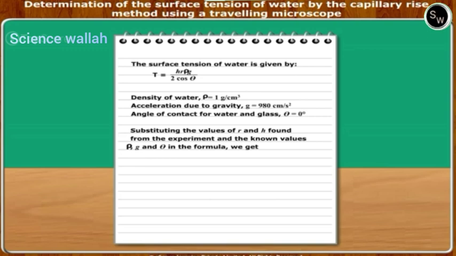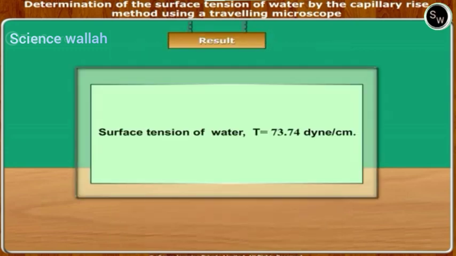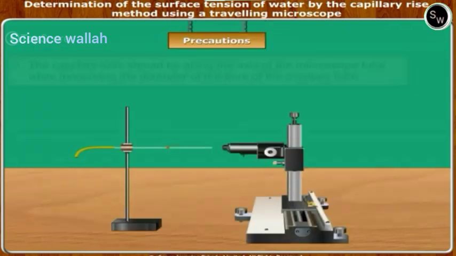Substituting the values of r and h found from the experiment and the known values rho, g and theta in the formula, we get T is equal to 4.854 into 0.031 into 1 into 980 upon 2 cos theta is equal to 73.749 per centimeter. Result: surface tension of water T is equal to 73.749 per centimeter.